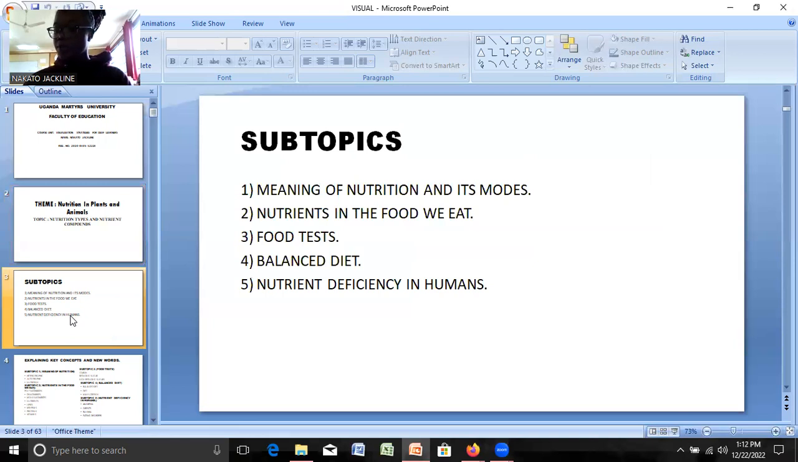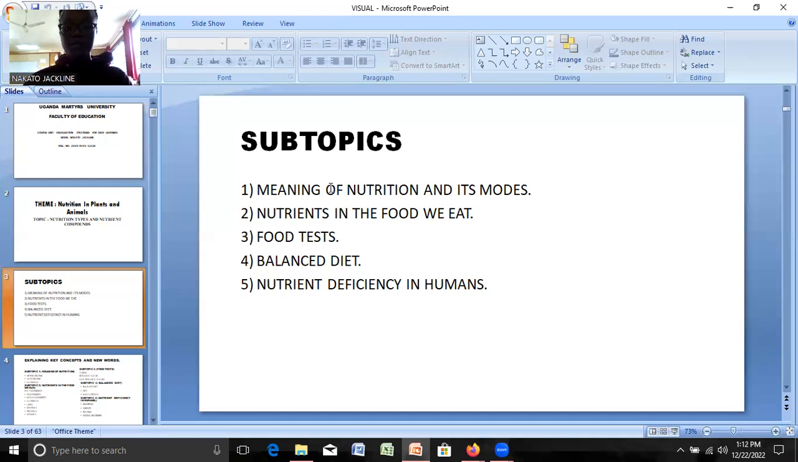will be able to understand that living organisms have different nutritional requirements and that humans have different requirements depending on their age and other factors. So below here are the subtopics under the topic of nutrition types and nutrient compounds. And this topic is taught in Senior 2 Term 2.